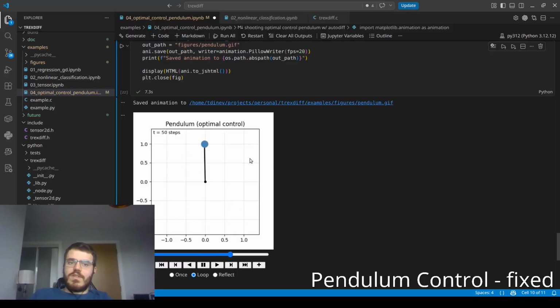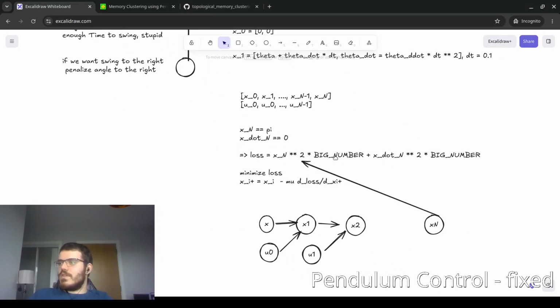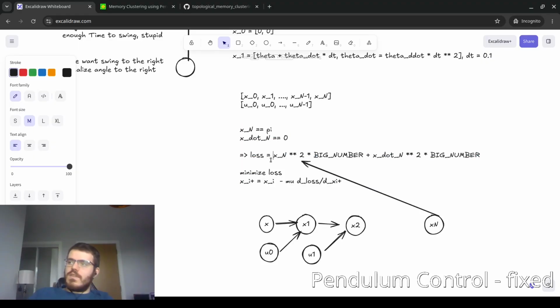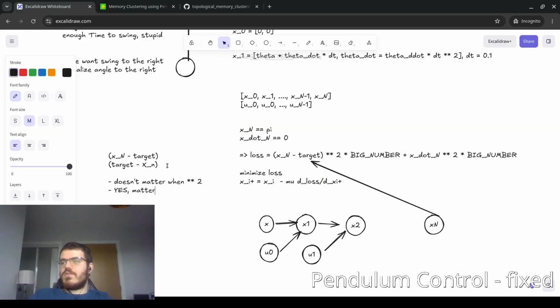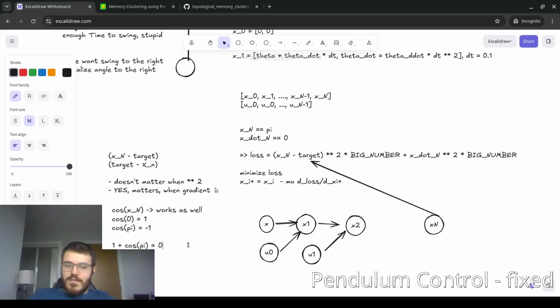So what was happening really is that what we're doing here is realistically minus some target. And this changes: x minus target and target minus x doesn't matter when squared. Yes, it matters for the gradient. So it matters when you differentiate which way you go. In the square it doesn't matter in the end. But what you can do is realize, which I didn't until ChatGPT told me, that the cosine of this works as well.